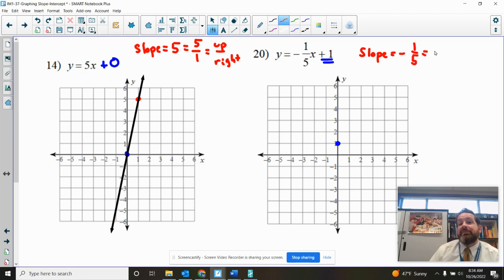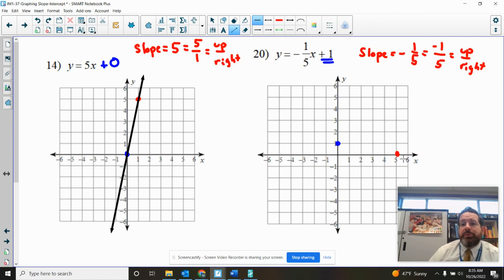Now, when your slope is negative, I'm going to encourage you to put that negative on the top of the fraction. Every single time. Because negative up just means down. So we're going to move from our starting point, 1 spot down and 5 spots to the right. 1 spot down and 5 spots to the right. Our line then goes through those 2 points with arrows on both ends.